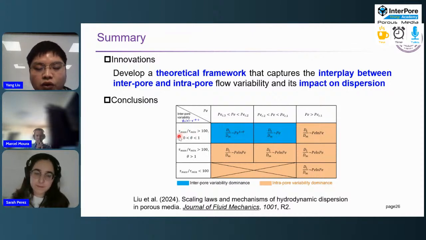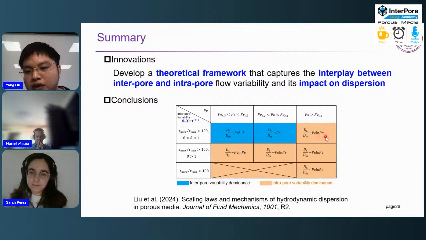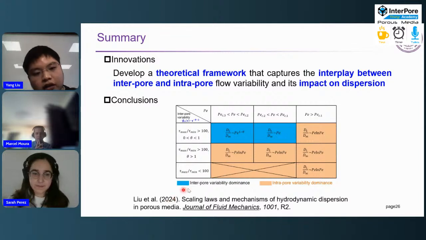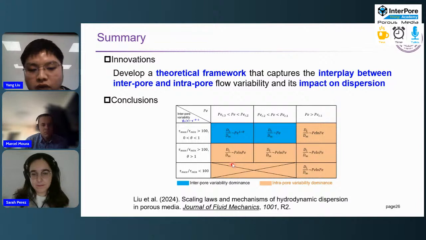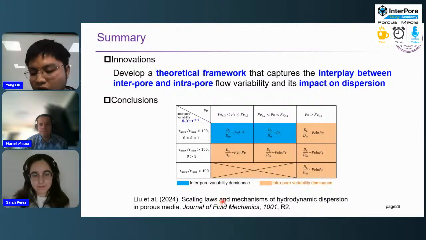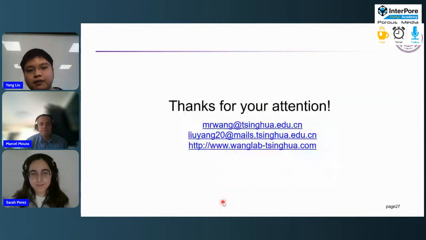For example, for a window of tau larger than 100 and with theta from 0 to 1, we see a superlinear power law to linear and finally to logarithm scaling. Otherwise, we only see the logarithm scaling. So the work has been published in the Journal of Fluid Mechanics, so you can find more information in the paper. That's all. Thank you.